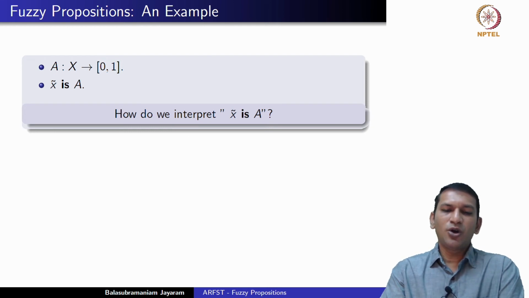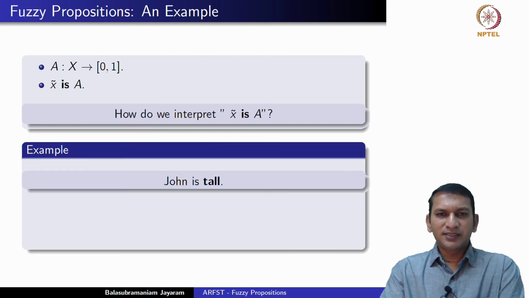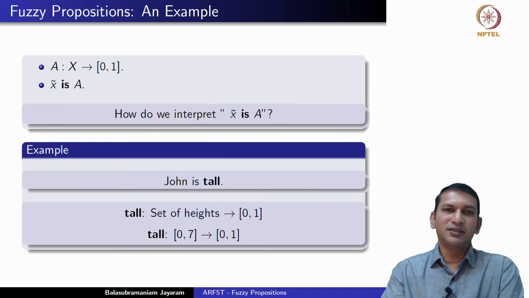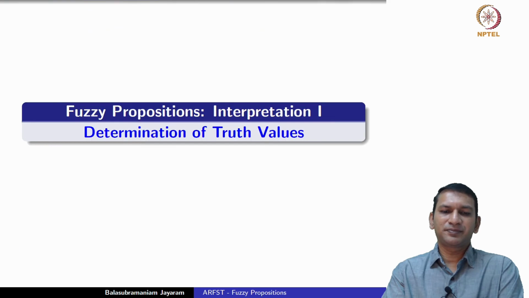And the question now is, how do we interpret x tilde is A? Take this example, John is tall. Clearly, tall is a fuzzy set, a function from the set of heights to [0, 1]. Perhaps we could also fix the set to be the interval 0 to 7, representing feet. So now John is tall clearly falls under this category, and we could call it a fuzzy proposition. Question now is, how do we interpret it?